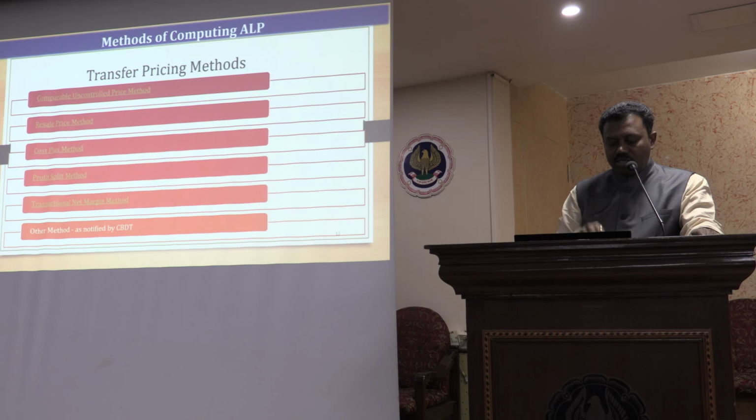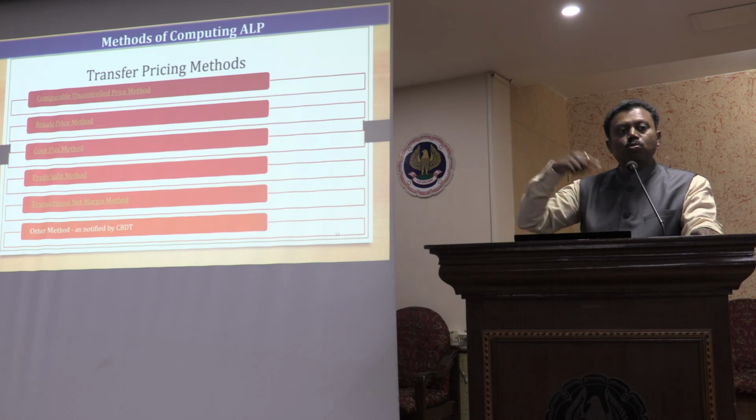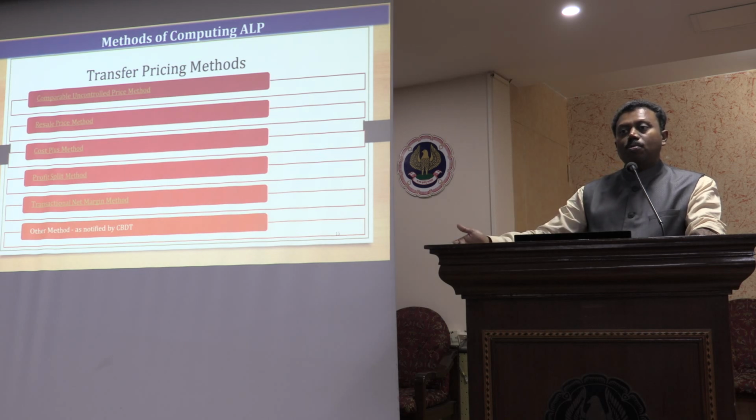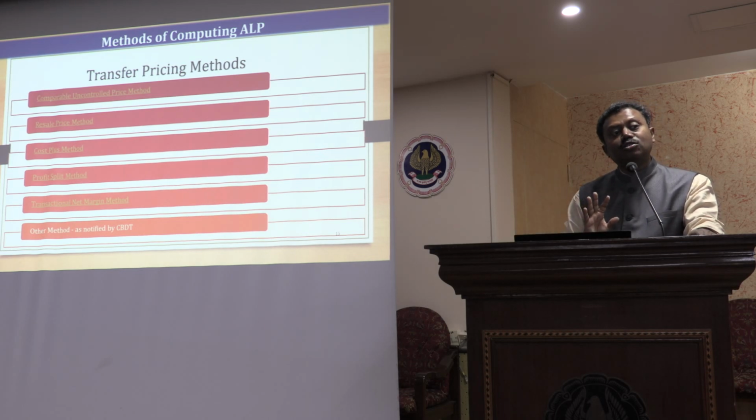Because out of these 6 methods, you are going to choose one method which is better than the rest to prove that what transactions you have done and what values you have adopted are at arm's length. You have to establish the fact, right? You have to tell that your transaction is at arm's length. So among these we choose one and we tell that it is the most appropriate method.